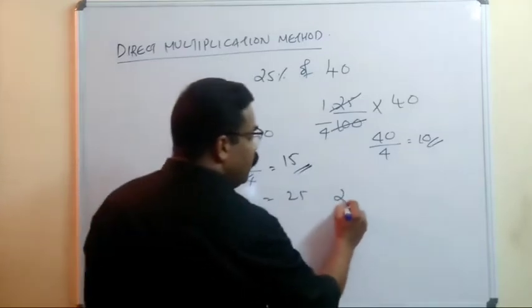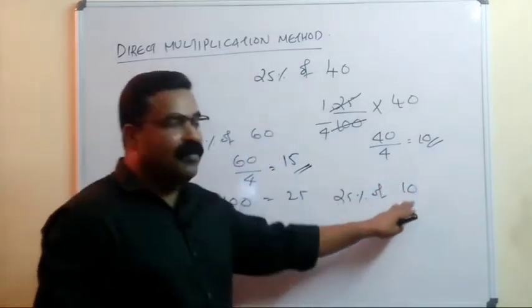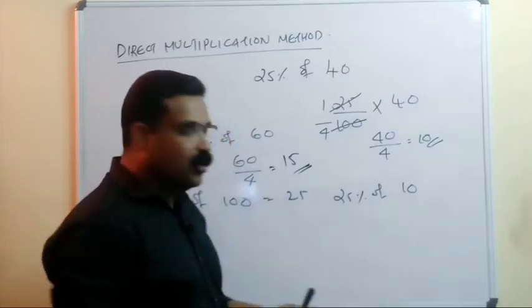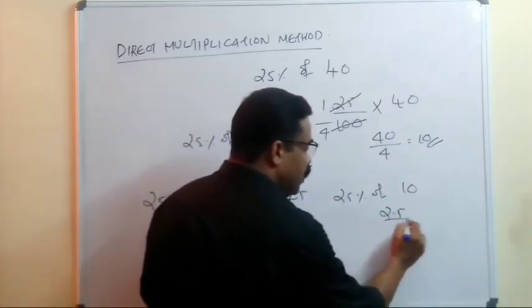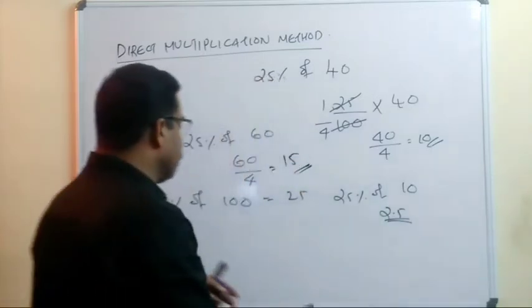I want 25% of 10. So I have to divide 10 by 4. 10 divided by 4 will be equal to how much? 2.5. So this is the easy way to find out percentage, 25% of a number.